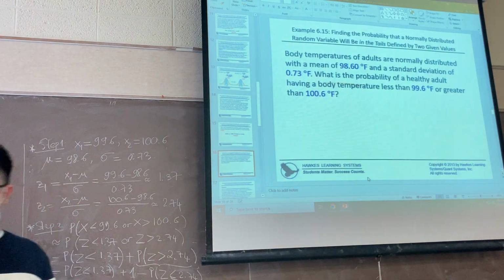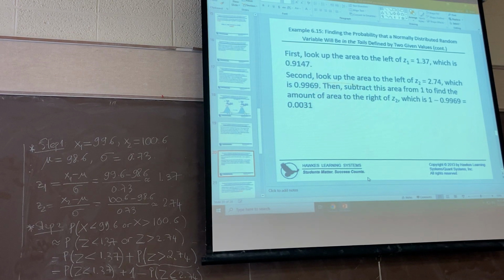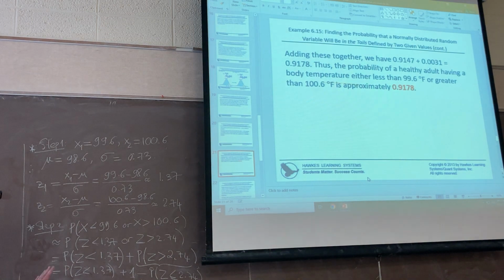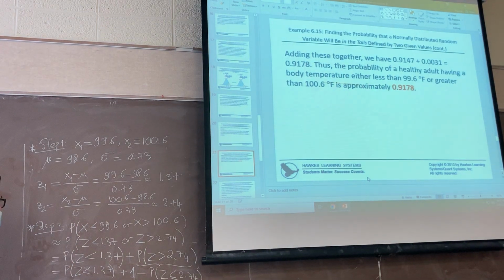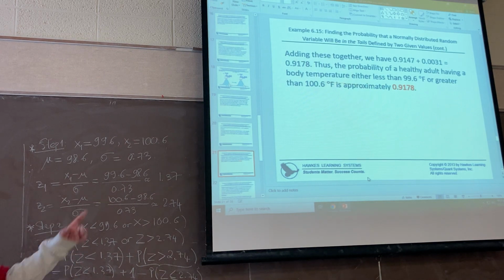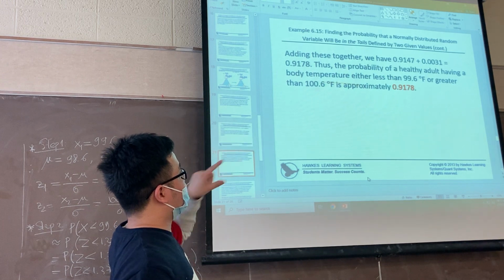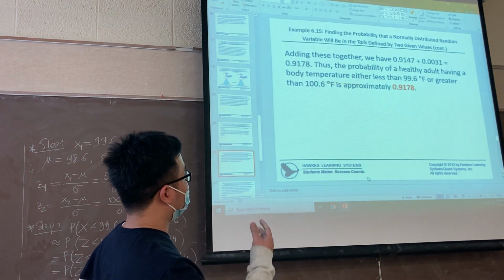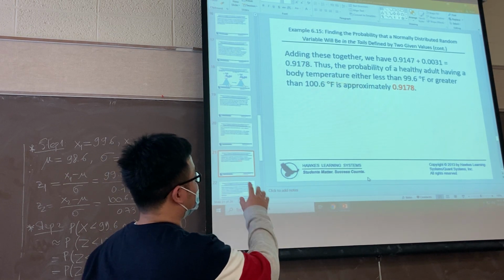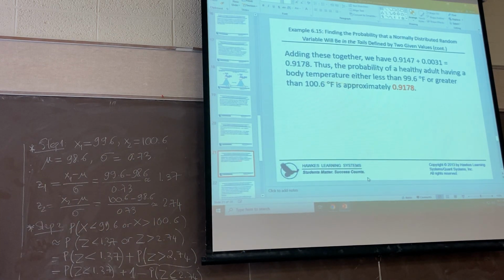Okay, exactly. And don't forget to conclude that the probability of this one is equal to this one. That's the final one. I don't write it down again, but you can conclude it like in the presentation here: the probability of a healthy adult having a body temperature either less than this number or greater than this number is approximately equal to this number. When you write it down here, you need to write a conclusion.